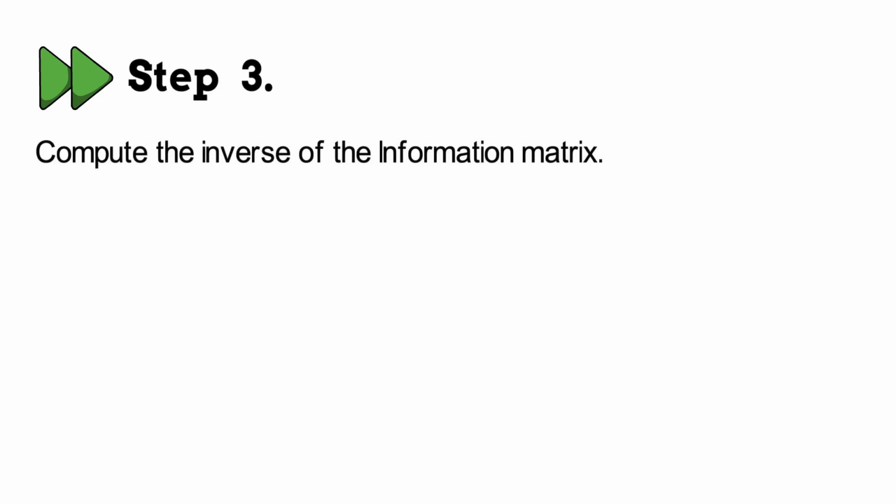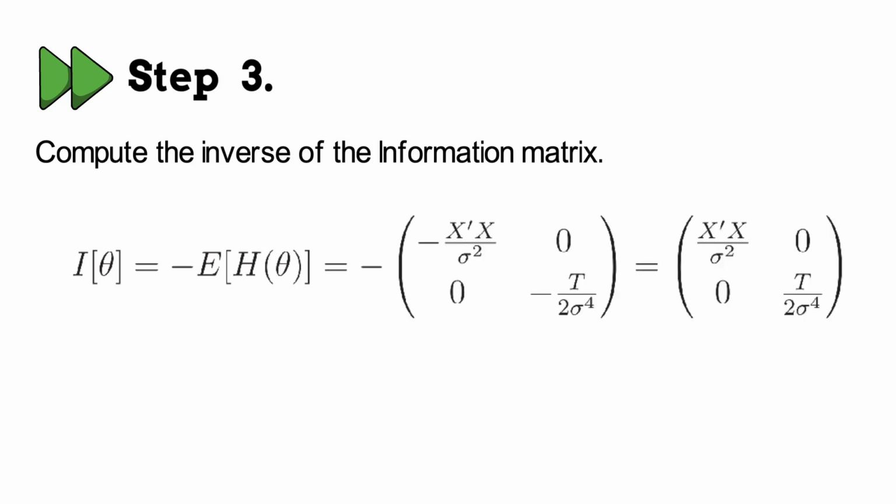And therefore we can move on to the last step. So the final step requires us to compute the inverse of the information matrix. The information matrix coincides with the negative of the expectation of the Hessian. Therefore, we can just write it down like the information matrix of theta is minus the expectation of the Hessian. Now, we just determine the expectation of the Hessian, multiply in the minus 1, and what we end up with is the diagonal matrix with x prime x divided by sigma square as the first element and T divided by 2 sigma to the power of 4 as the second element on the main diagonal.